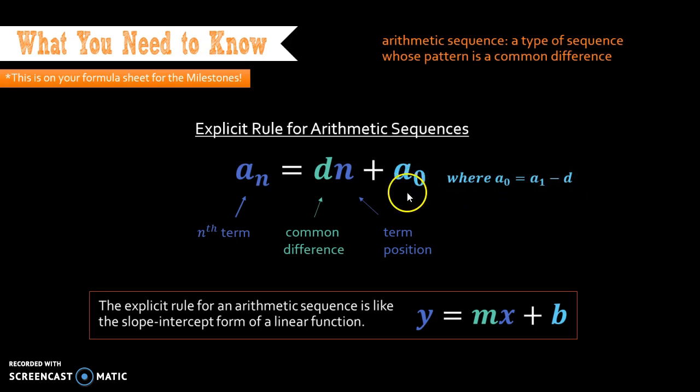So this is like working backwards. A sub 0 is going to be something that you don't see in the list of numbers. It would be what would come before the first thing you see if you were to work backwards.